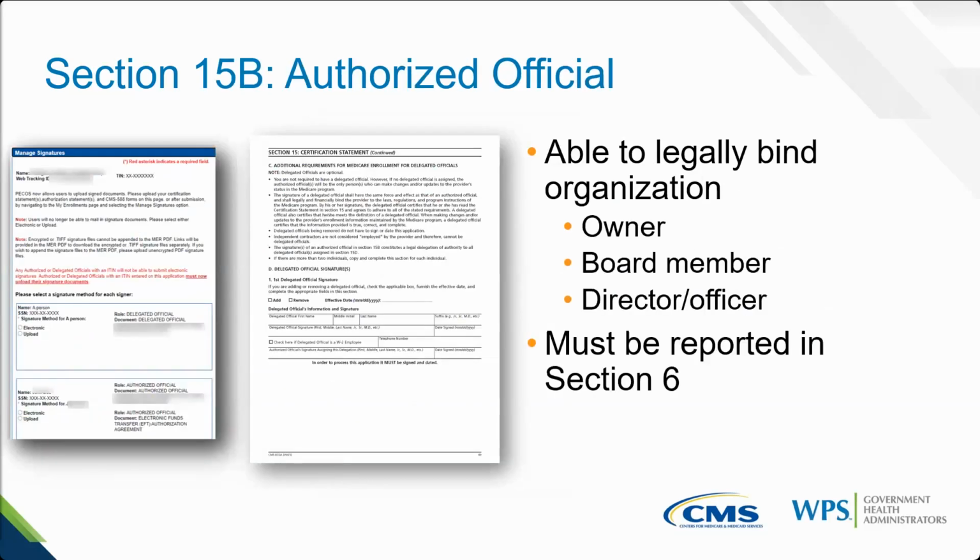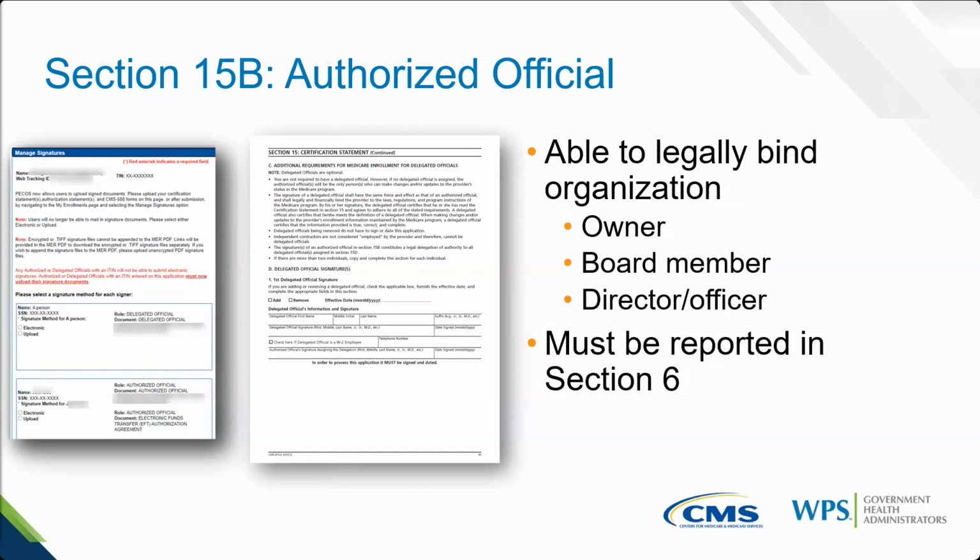Section 15, 15B is about the authorized official. 15A is largely instruction, so we're not showing that here. But 15B is for the authorized official. Unlike the 855B application, they don't designate this by signing it. They are telling us they are that authorized official.